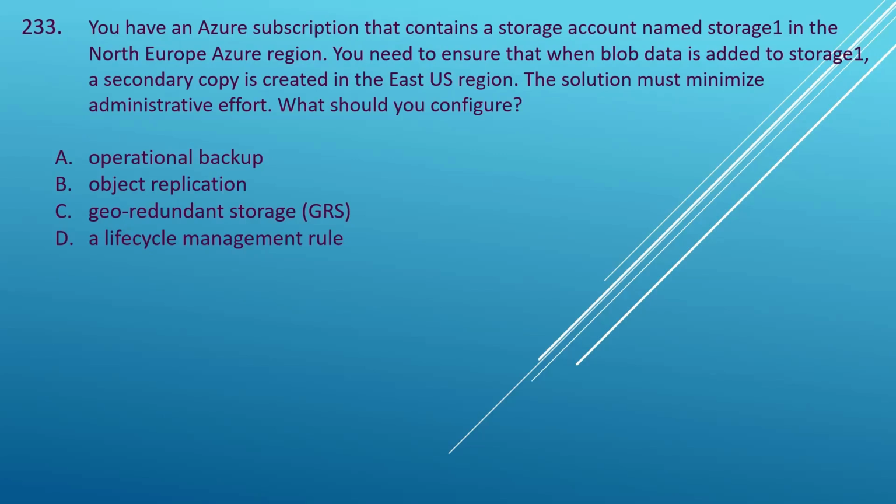And friends, the correct answer here is option B, object replication. You might be tempted to choose GRS here, friends, but it doesn't give you the option to choose the destination region location. Rather, the copy in GRS happens to the dedicated region pair of the source region. Let's, as always, head to Azure portal to try and validate this scenario.